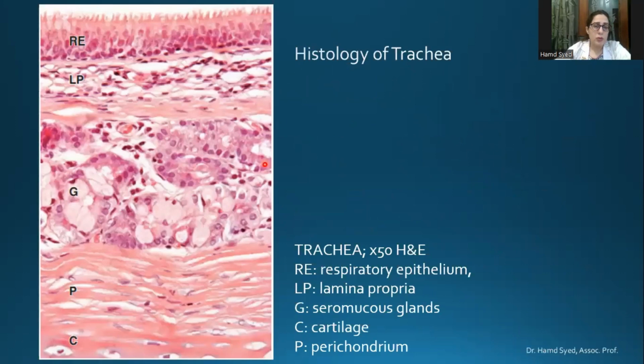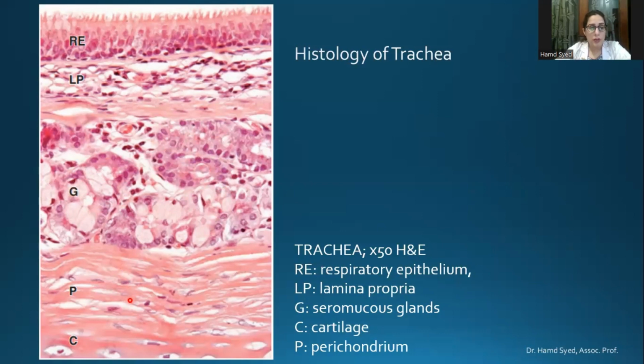Here is the histomicrograph of the trachea. So the section has been taken through the wall of the trachea, and you can see the layers. The innermost layer is the respiratory epithelium, which is, as I told you, the typical pseudostratified ciliated columnar epithelium. Beneath it is the lamina propria, rich in elastic fibers, and over here is the submucosa with the seromucous glands responsible for production of the secretions as well.